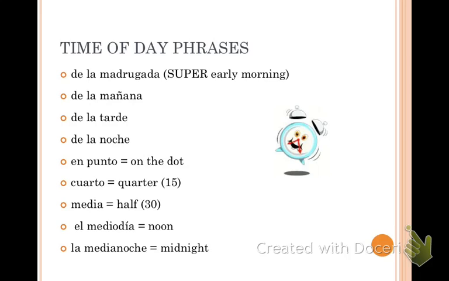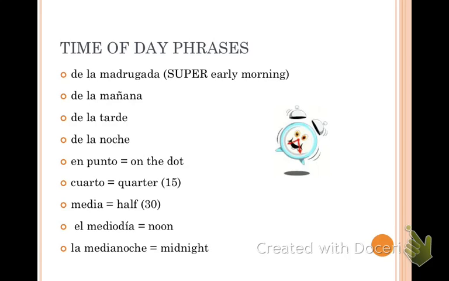En punto, on the dot. So if you need to be here at 7:50 a.m. on the dot, you'd say a las 8 menos 10 en punto. Emphasize on the dot. Cuarto. Most people don't say it's 7:15. They'd say it's 7 and a quarter. Most people wouldn't say it's 7:30 with 30. Most people would say it's 7 and a half.